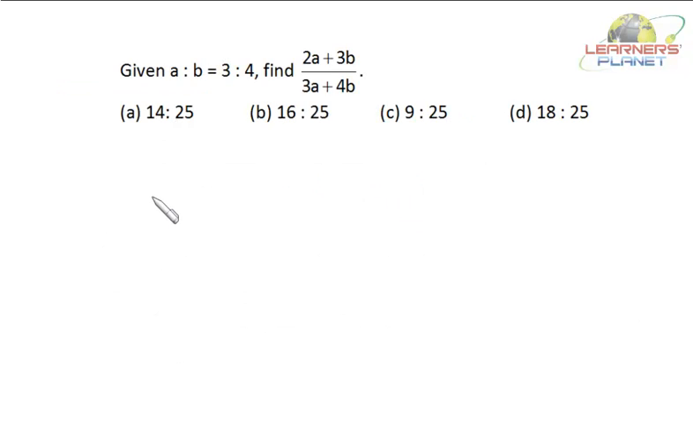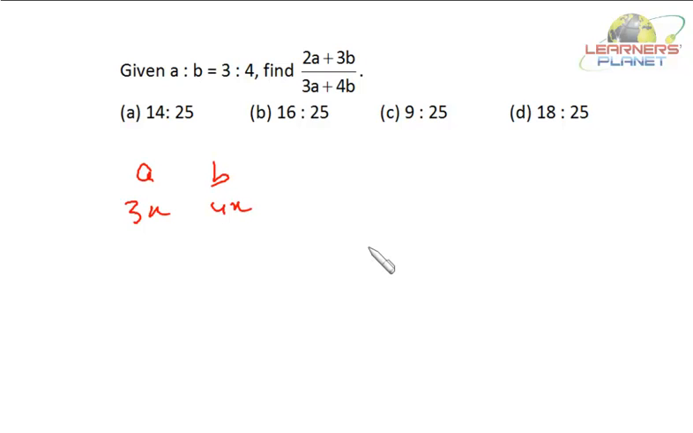Now let's see a very basic problem of ratio and proportion. Here we have been given A is to B is 3 is to 4. Now we have to find out the value of 2A plus 3B by 3A plus 4B. Okay. Now if A is to B is 3 is to 4, let's assume A is 3x and B is 4x.